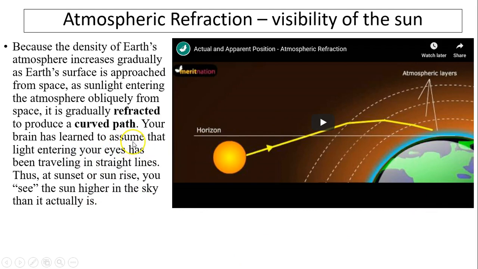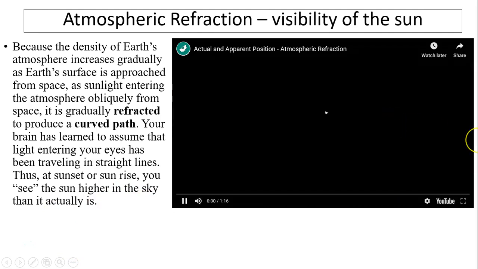However, your brain has learned to assume that light entering your eyes has been traveling in a straight line. Thus, the sunset or the sunrise you see is actually higher in the sky than it really is. Let's take a look at this.